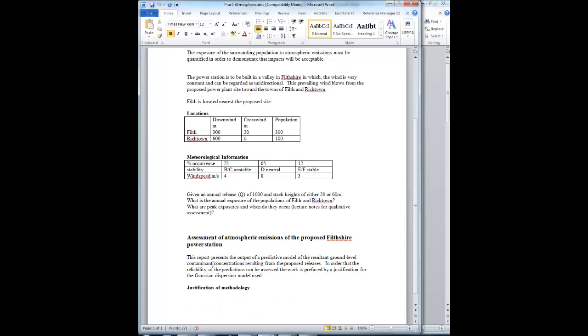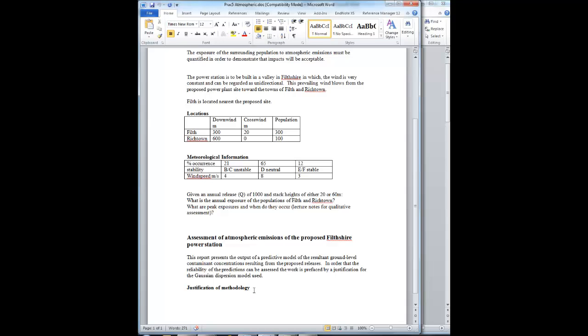The starting point for this has been given to you. Let's say here. There's the title. There's not much in the way of justification because you've been asked to do this. But then this report presents the output of a predictive model of the resultant ground level contaminant concentrations resulting from the proposed releases. In order that the reliability of the predictions can be assessed, the work is prefaced by justification for the Gaussian dispersion model used. So first section is to justify the methodology.